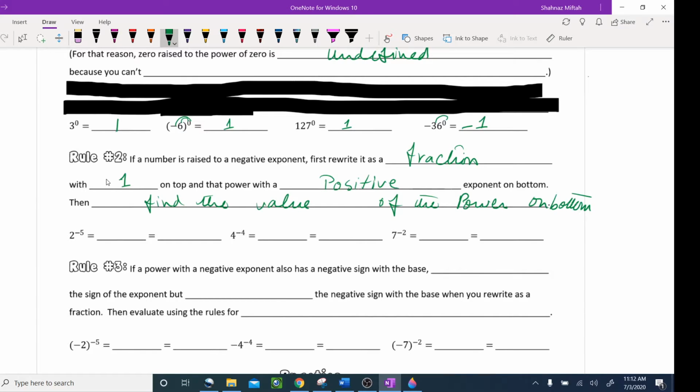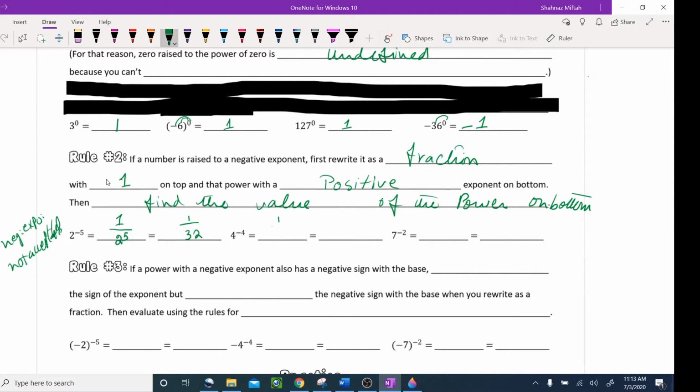2 to the power negative 5. Now, a negative exponent is not acceptable. You always have to change it to positive. So how do we change it to positive? You change it into a fraction with one on top, and make that power positive, so it's going to be to the power five. Now I have to simplify this: 2 times 2 times 2 times 2 times 2, or you plug it in the calculator, will give you 32.